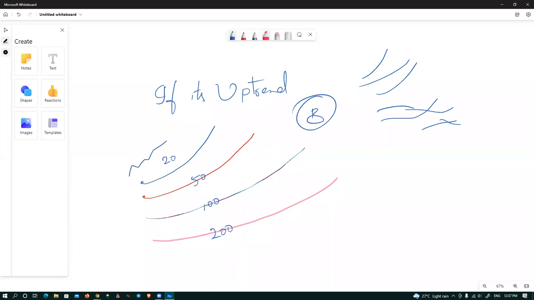When it is bearish, this is 200. It will not touch 100, and it will not touch 50, and it will not touch 20. 20, 50, 100, 200.